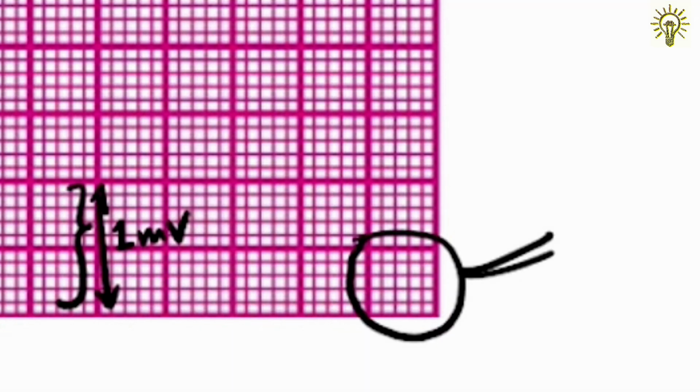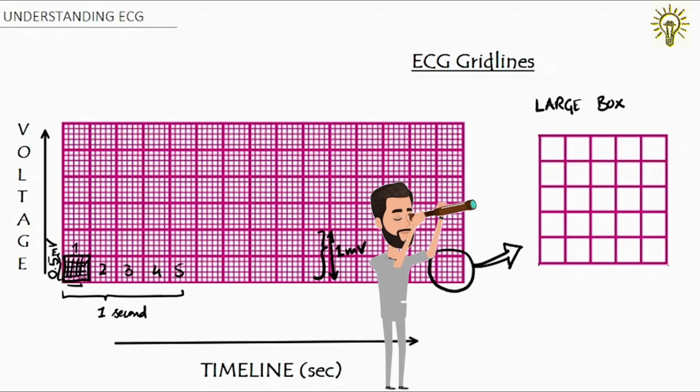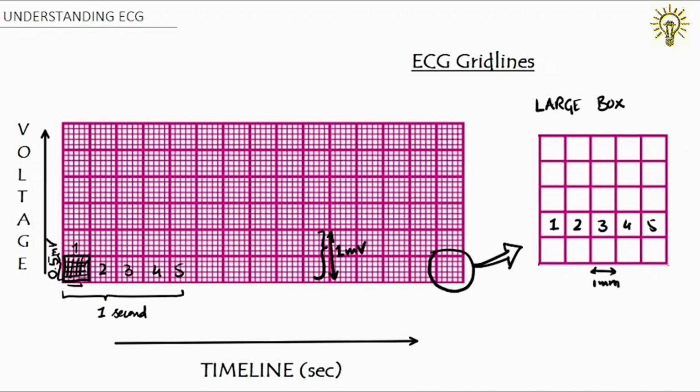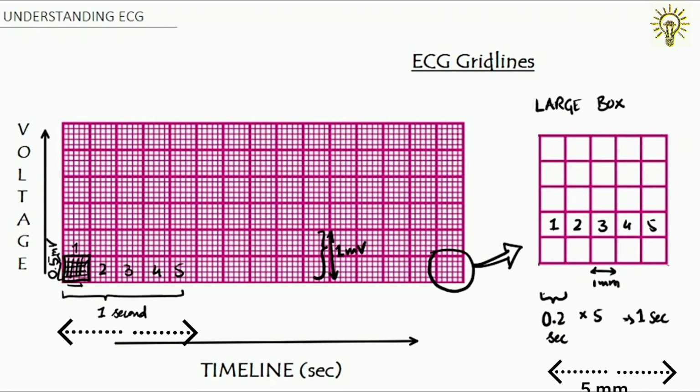Let's take one large box out and see what's inside. Every large box has 5 small boxes. One large box is 0.2 seconds, so 5 large boxes make 1 second. Every large box is 5 mm, so this makes 25 mm of horizontal distance every second. This is why the standard speed set on an ECG machine is 25 millimeters per second.